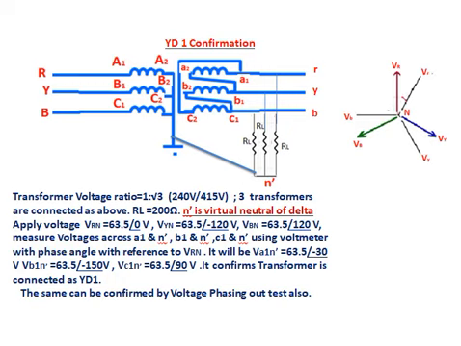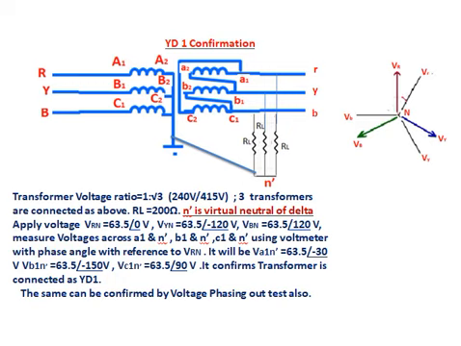Connect the transformer as shown in the figure. RL is the load, a virtual neutral forming resistor. Transformer voltage ratio 1 is to root 3, that is 240 by 415 volt, are used. Three transformers are connected as above. RL is equal to 200 ohms to form a virtual neutral point. N dash is the virtual neutral of delta.